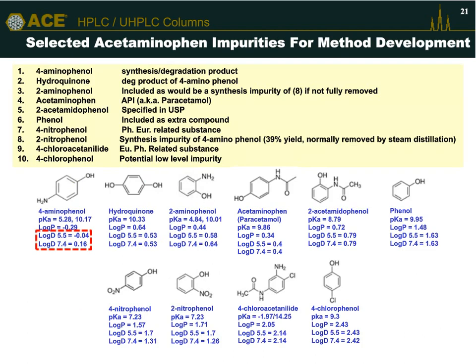Now the example I'm going to show is based on acetaminophen and some of its impurities. Now on the screen we have 10 related molecules to acetaminophen, including acetaminophen itself, and the physicochemical data I've also put on the screen. You can see there's the pKa values, there's the log P value, a measure of lipophilicity, and I've also calculated log D values at specific pHs to give us an idea of the solubility of these compounds within aqueous and organic environments.